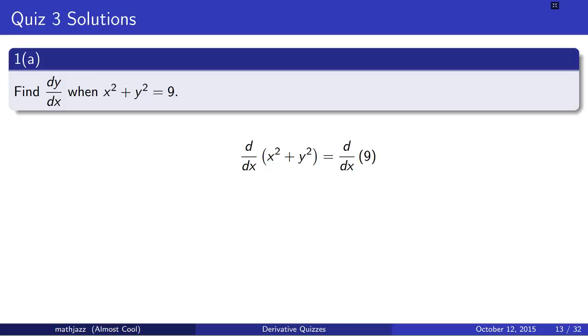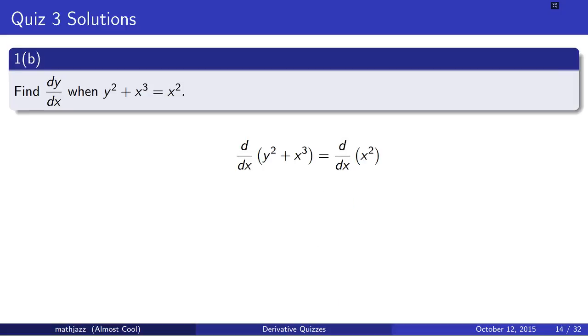1a. Find dy/dx when x squared plus y squared equals 9. We're going to start by taking the derivative of both sides of the equation. We'll use the power rule on the left-hand side, and we know that the derivative of a constant is 0 for the right-hand side. So we get 2x plus 2y dy/dx equals 0. We subtract 2x to the other side, and then we divide both sides by 2y, and the 2's will cancel, so we're left with dy/dx equals negative x over y.